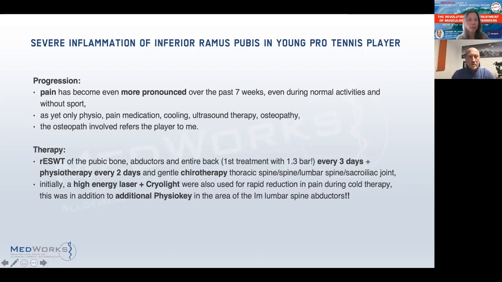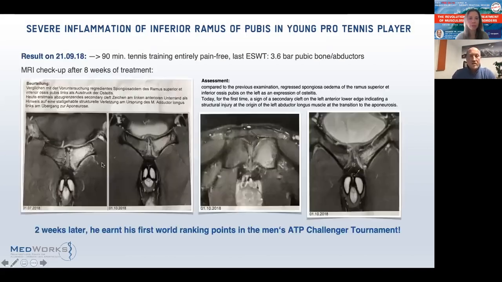Then we worked on his pubic bone with shockwave every second or third day and physiotherapy, of course. Laser cryolite means this hyperbaric cooling so that the pain goes away faster. And after 7 weeks, on the 21st of September, we had 90 minutes of tennis training without any pain and 3.6 bar on the pubic bone.